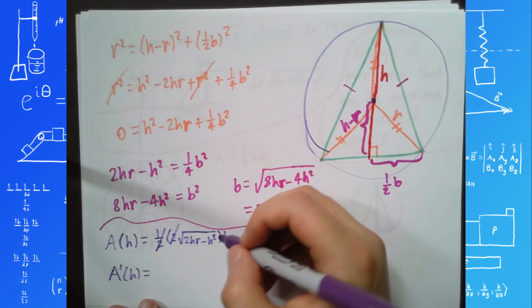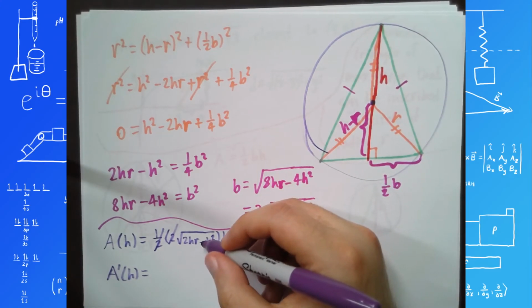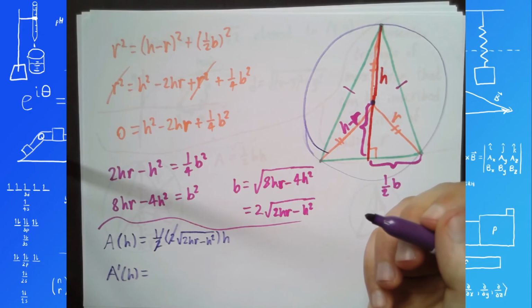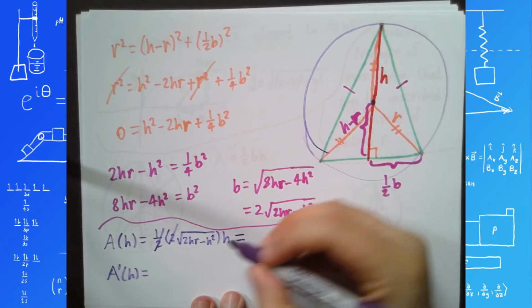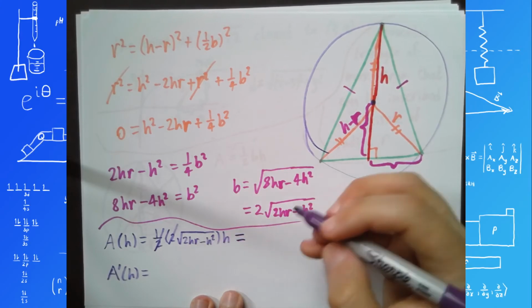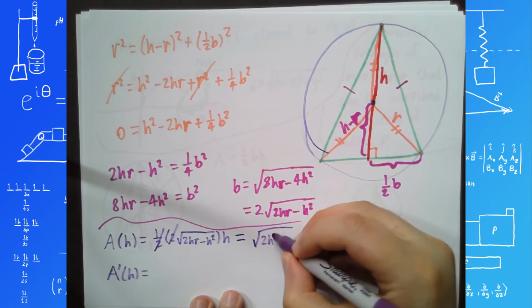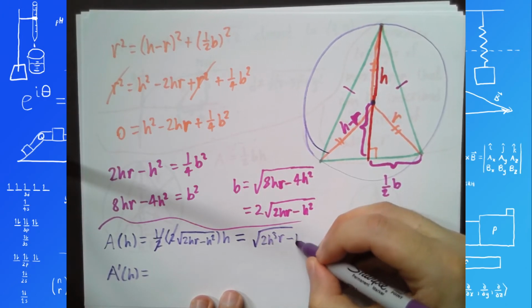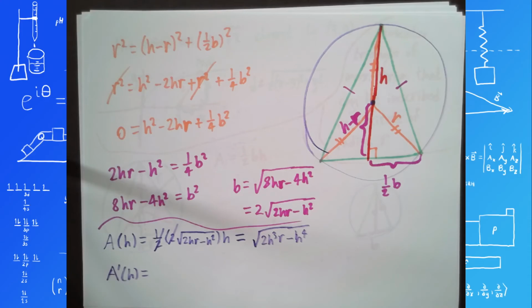Okay, so that's going to be a product rule, unless I move the h into the square root as an h squared. Do I want to do that? Yeah, why not? So h goes into the square root as h squared, so h squared times 2hr minus h squared is the square root of 2h cubed r minus h to the 4th. Okay, that'll be a little bit easier to differentiate since it's just a chain rule without a product rule.